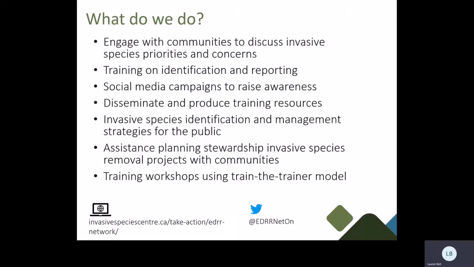We provide invasive species identification and management strategies for the public, helping landowners with species on their properties by providing them with the resources and management tools that exist. We provide assistance planning stewardship and invasive species removal projects with communities and linking groups to different volunteers. And we provide training workshops on a wide range of taxa and pathways.